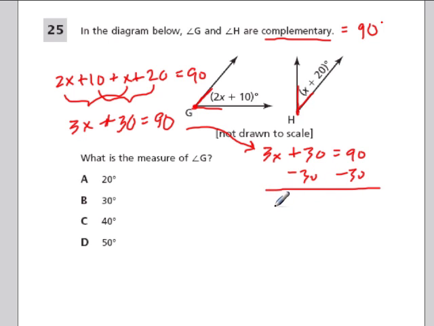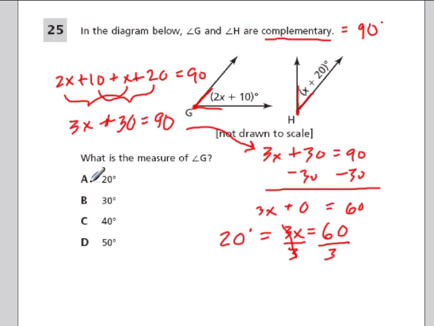What do we get? Well, 30 minus 30 is 0. 90 minus 30 is 60. So 3x, we haven't touched that yet, plus 0 is 60. I'm going to rewrite that as 3x equals 60. And then divide both sides by 3. And we get x equals 60 divided by 3, which is 20.